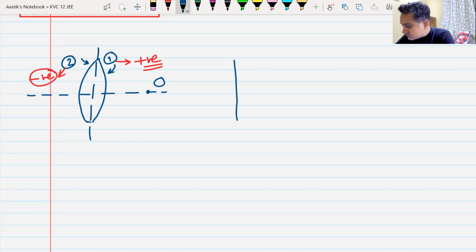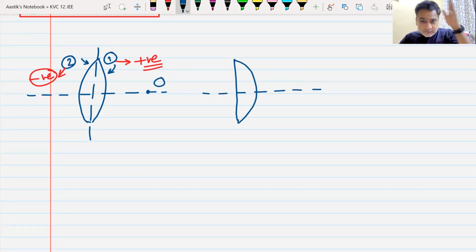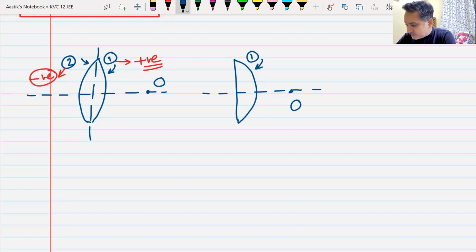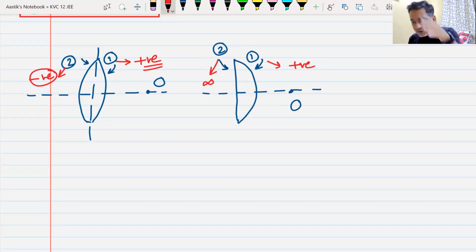Similarly, if you have a plano-convex lens which looks like this, in the formula that we had seen just now, the object was placed on the left hand side. If I even place the object on the right hand side like this, this is your surface 1 and this is your surface 2. Surface 1 will now become positive and surface 2 will become infinite. You again put the values in the formula. You will again get the same answer. Do we understand this? So no matter where the object is placed, you will always get the same focal length.